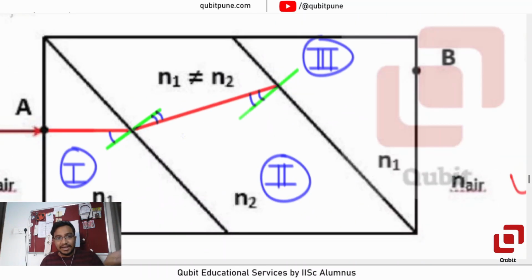And because it is again entering the medium with refractive index n1, it must emerge out horizontally. So again it will be this. Is it clear?